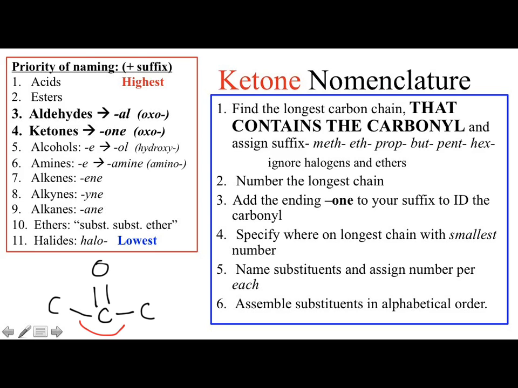Very similar rules when we go through and name it. We'll find the longest carbon chain that contains the ketone. We'll assign numbers to the longest chain in such a way that we give the lowest numbers possible to our carbonyl, where that ketone is located. That number will change. Why will it change, unlike the aldehyde?